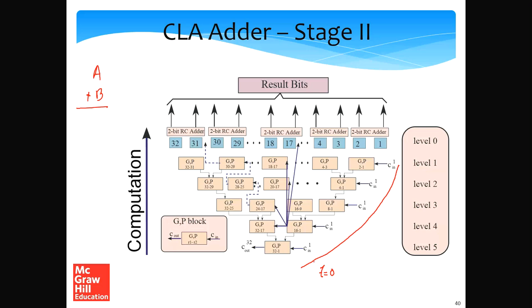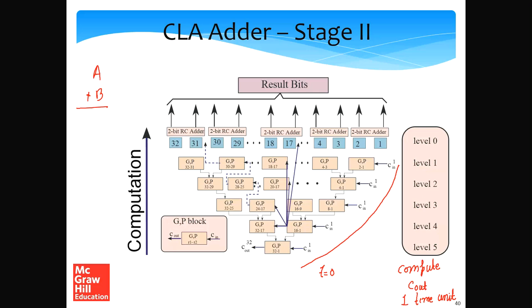1 to 32. So let us assume for the purpose of explanation that the time it requires for one GP block to compute C out, which is the same for all the blocks shown over here, is one time unit. So to compute C out, it is one time unit. Alright, so it takes one time unit to compute C out.